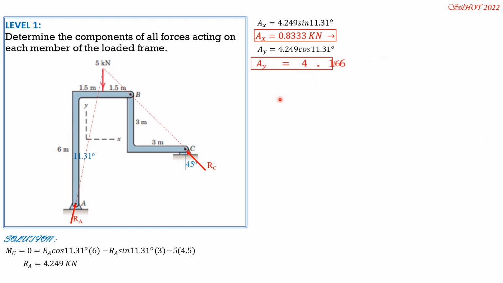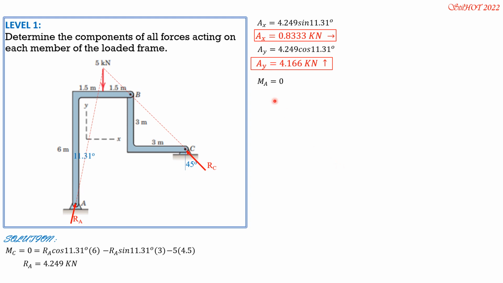So AY is 4.166 kilonewtons, because the question is the components of all forces acting on each member of the loaded frame. So before RB, the components at B are equal to R sub C but oppositely directed.